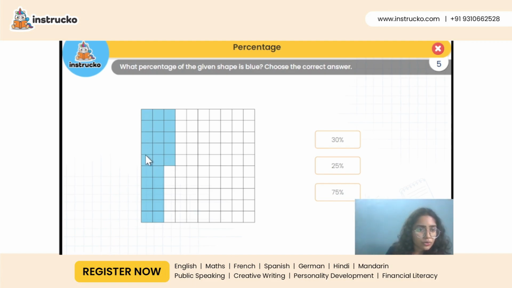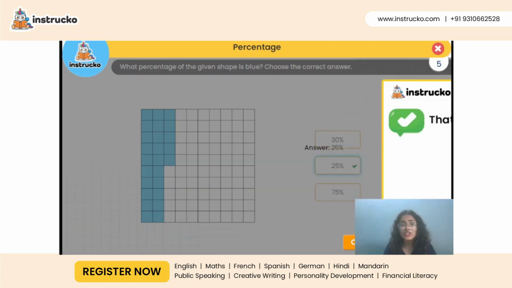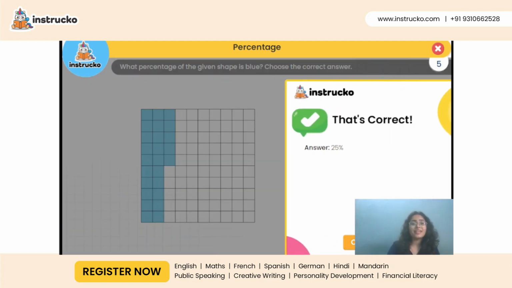This is 1, 2, 3, 4, 5, 6, 7, 8, 9, 10. Then 10 here again, and then 1, 2, 3, 4, 5. So in total, I calculated that there are 25 boxes. Now out of 100 boxes, I have 25 of those colored. So I would say that 25% is the right answer. Do I choose that? Let's see. And yes, that is your correct answer. Congratulations. So when I say 25%, I basically mean out of the 100 white boxes, I had 25 of them colored blue. Let's go.